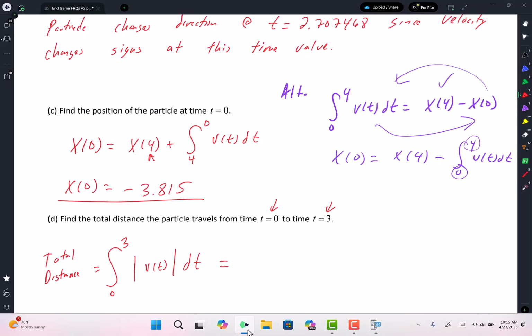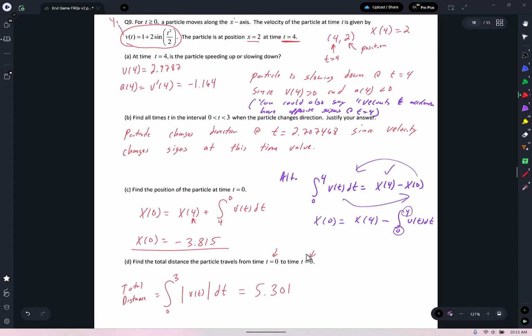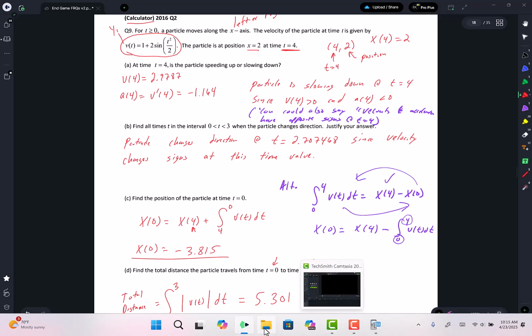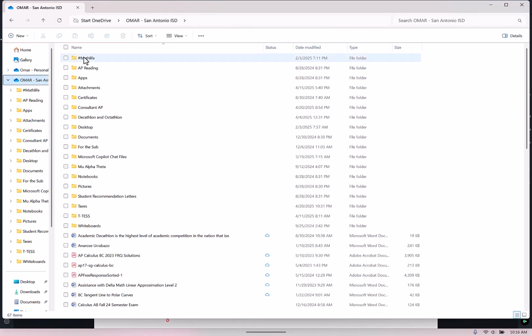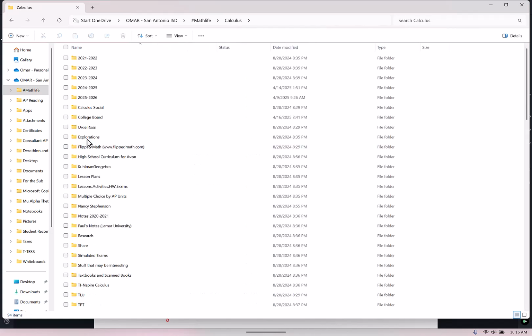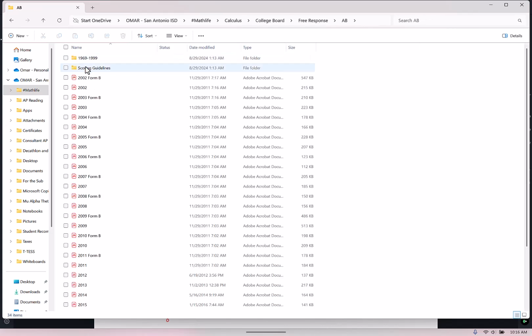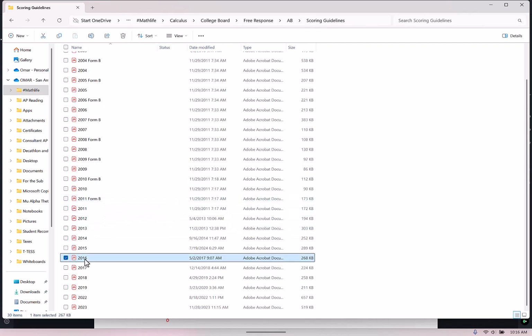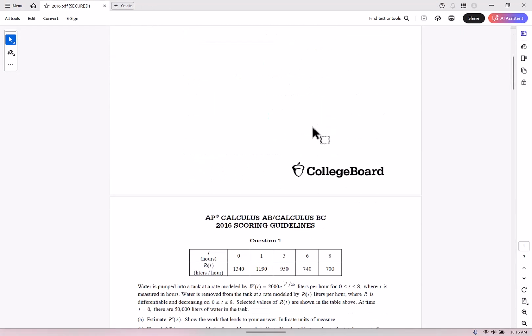5.301. You can always put more digits, but there it is. I don't see any issues. Should we look at the rubric, see how we did? 2016 question 2. That one looked pretty straightforward. So 2016 question 2. Let's look at the rubric real quick. All right, here it is, 2016.